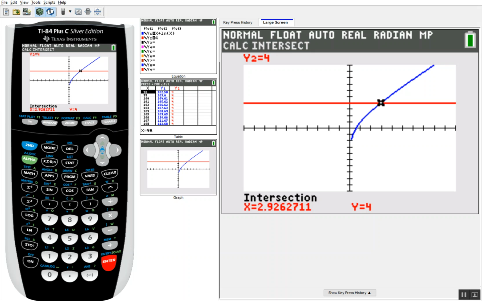The only thing you'd have to look out for is the fact that maybe it will cross this line more than once, and in this case this function does not. This function is always increasing, so it'll just cross the line once.